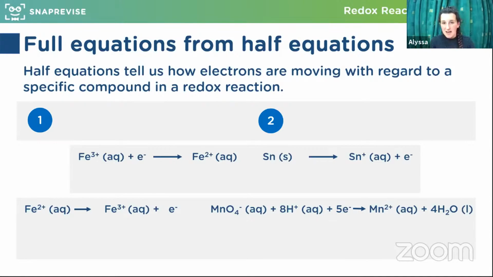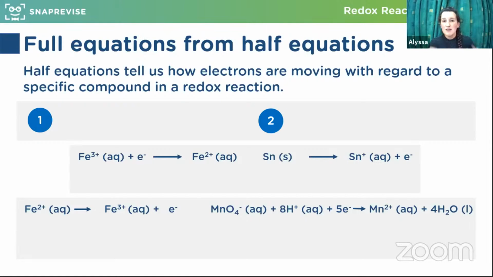Now, you may be given two half equations and asked to write the full equation. You may also be given the full equation and asked to write the half equations. Some people find one easier than the other. I think it often just depends on how your brain works, how you like to approach them. But if we're combining half equations to make a full equation, there's two steps that we need to do. One, we need to make sure that we've got a balance of electrons.